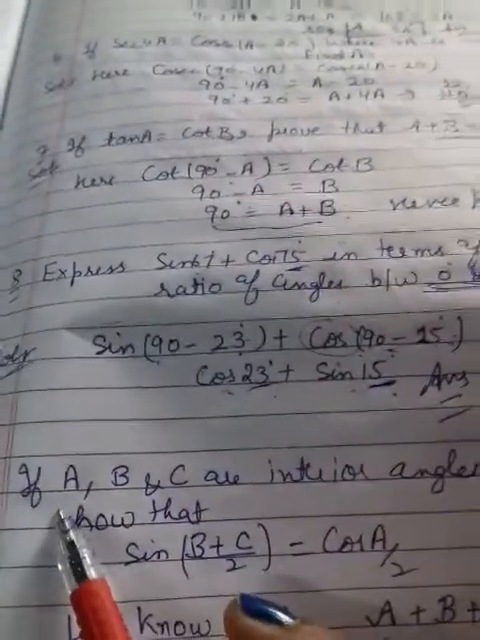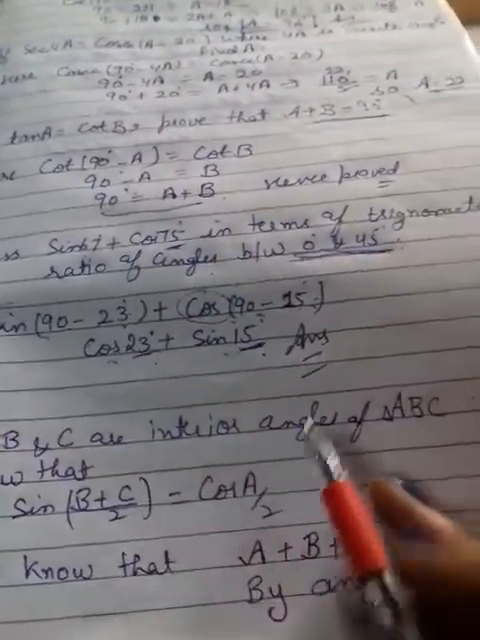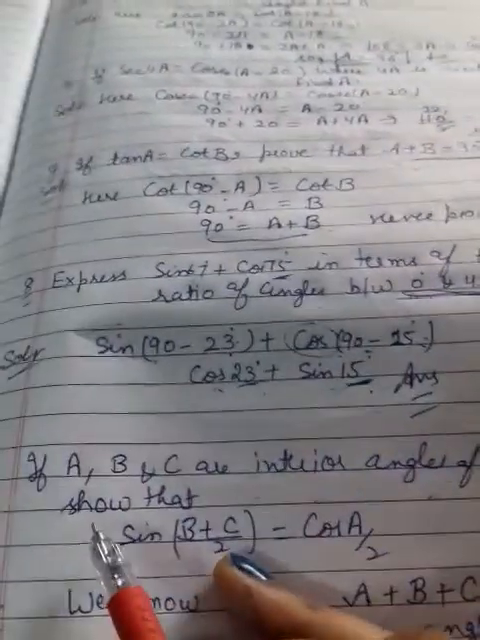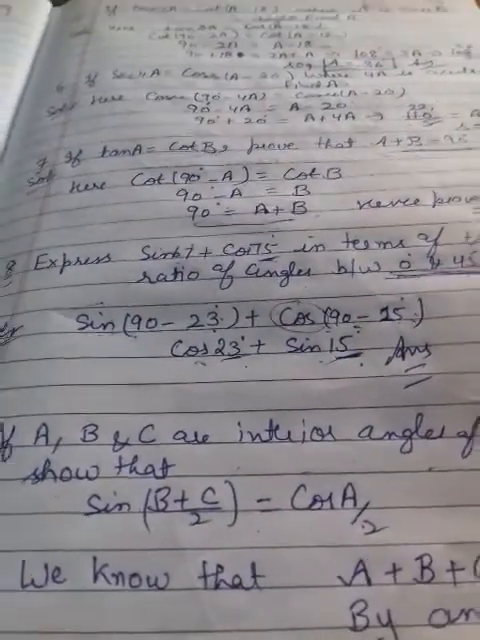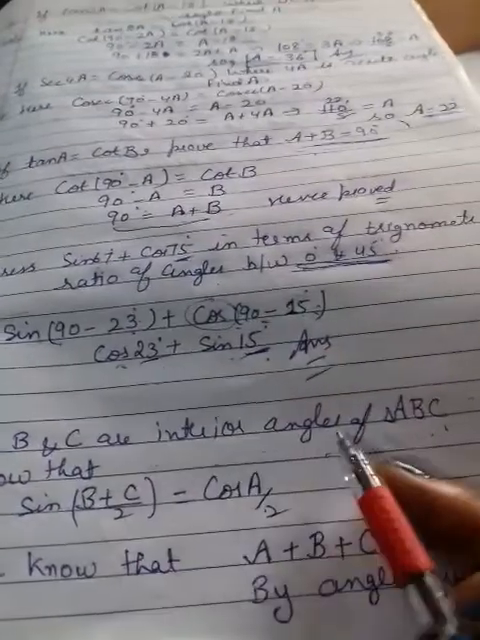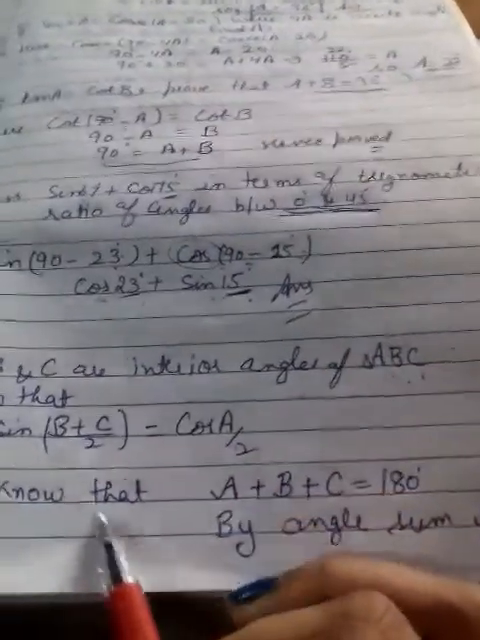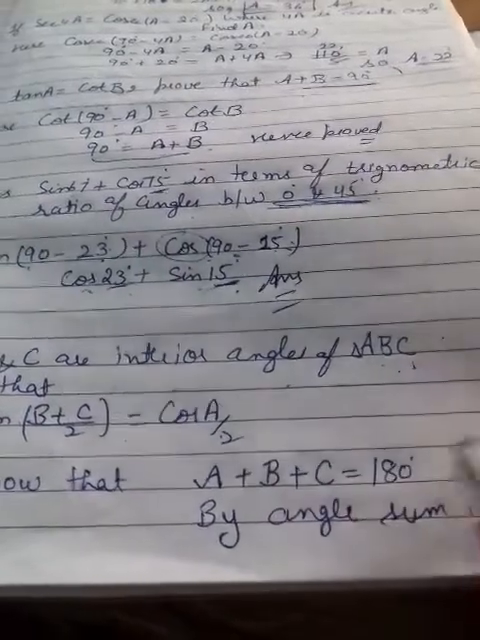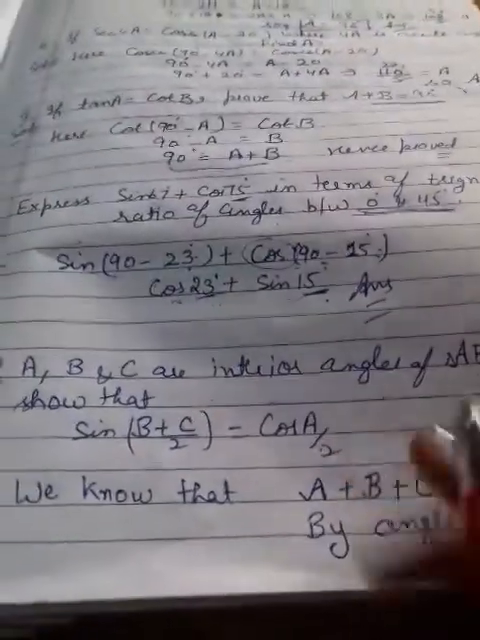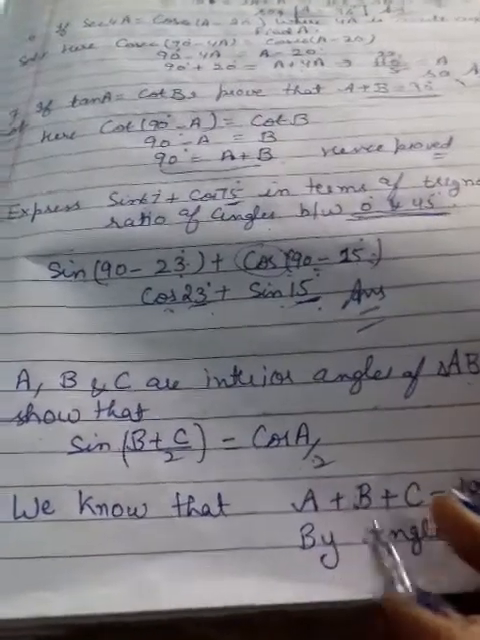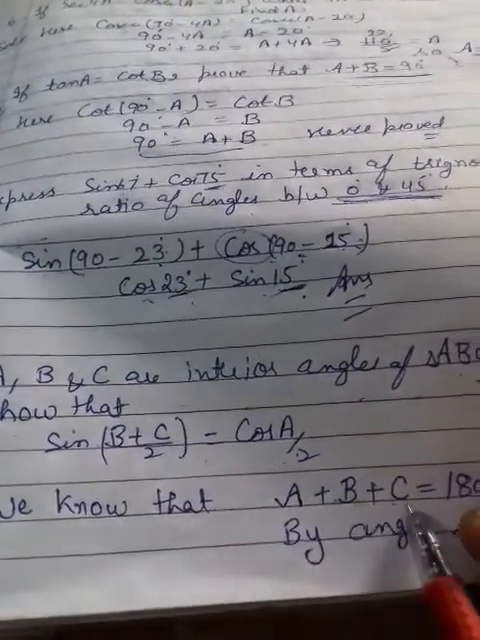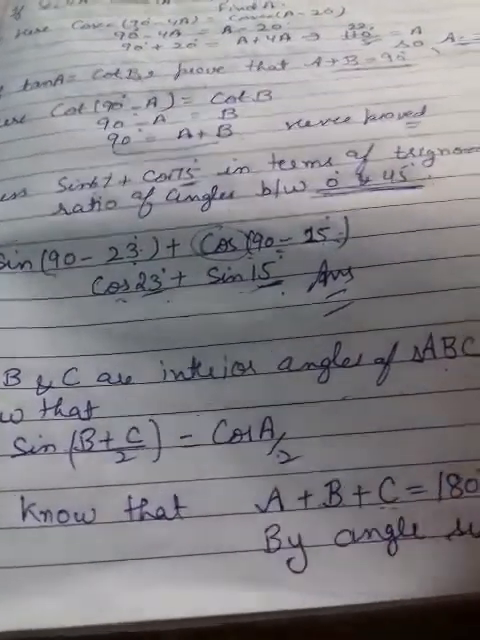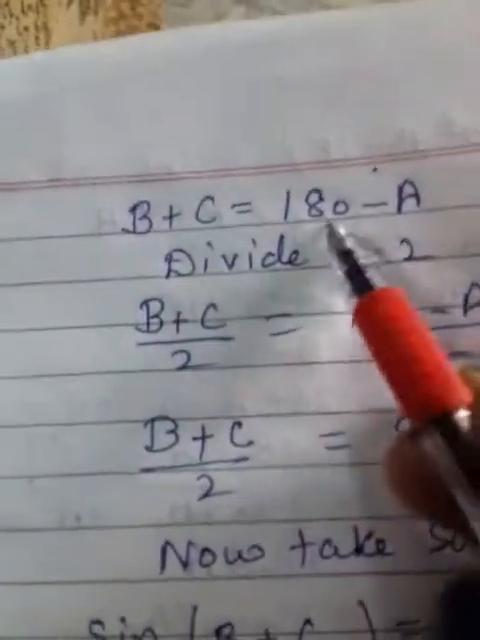Clear? Next is, if A, B and C are the interior angles of triangle ABC, then show that this result holds. From your given statement you have understood that these are angles of a triangle. So we know that by the angle sum property, the sum of angles of a triangle is 180. Now you have to make this relation. According to the question, on the left hand side you want only B plus C. So I will shift A to that side. So what I will get: B plus C is equal to 180 minus A.